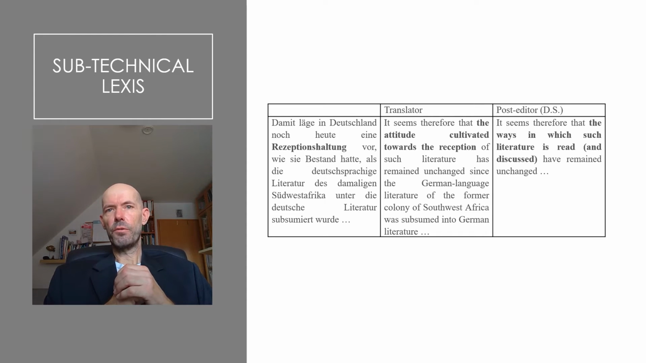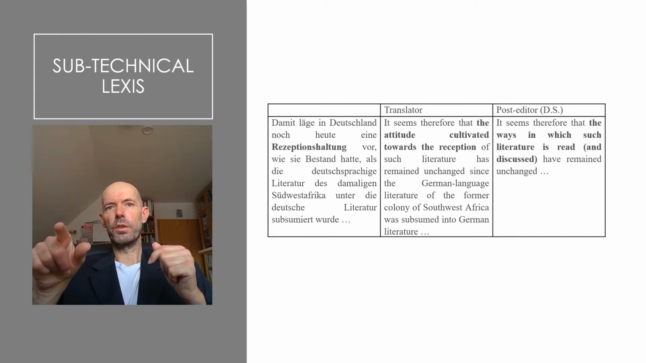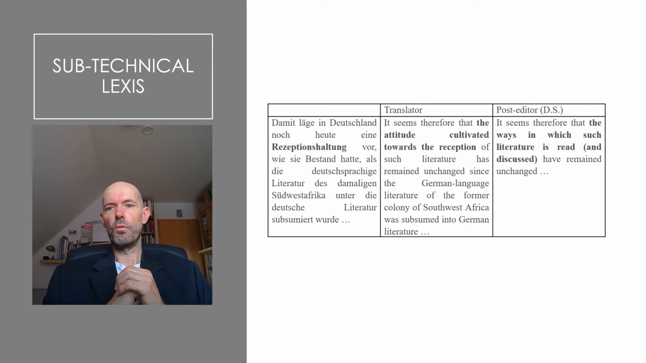Now, if intuition fails, a list of collocates can be generated using the Google Books corpus, for instance, by entering something like "literature is V", V standing for verb, of course. It seems, therefore, that the ways in which such literature is read and discussed have remained unchanged.